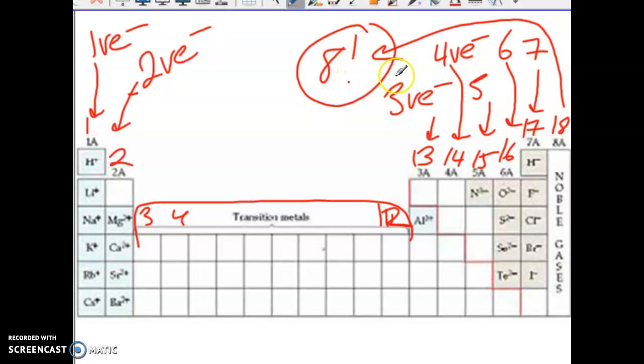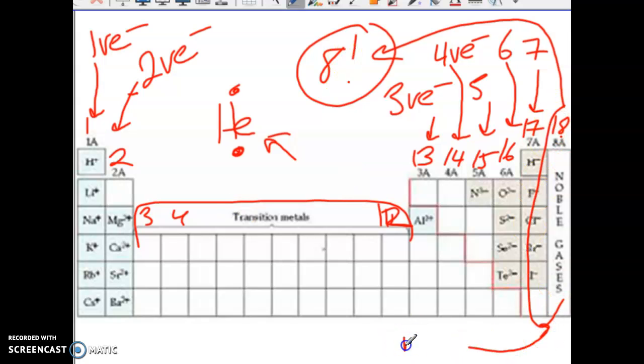Now, the only noble gas that does not follow that 8 rule is helium. Okay, helium has only 2 valence electrons. But if you remember, the first orbit that we draw, the maximum that you can fit is only 2. So the noble gases are always at the maximum number of valence electrons.